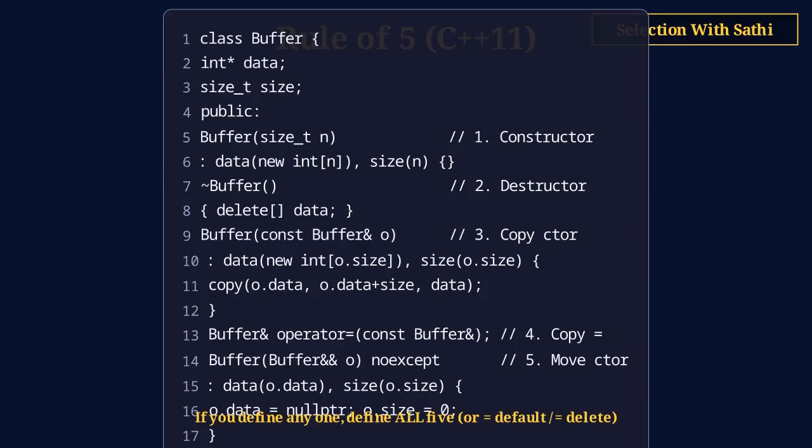The move constructor to steal the resource from a temporary. The move assignment operator to clean up, steal, and nullify the source. If you define any one of these, you should define all 5. Alternatively, use = default or = delete for ones you don't need.